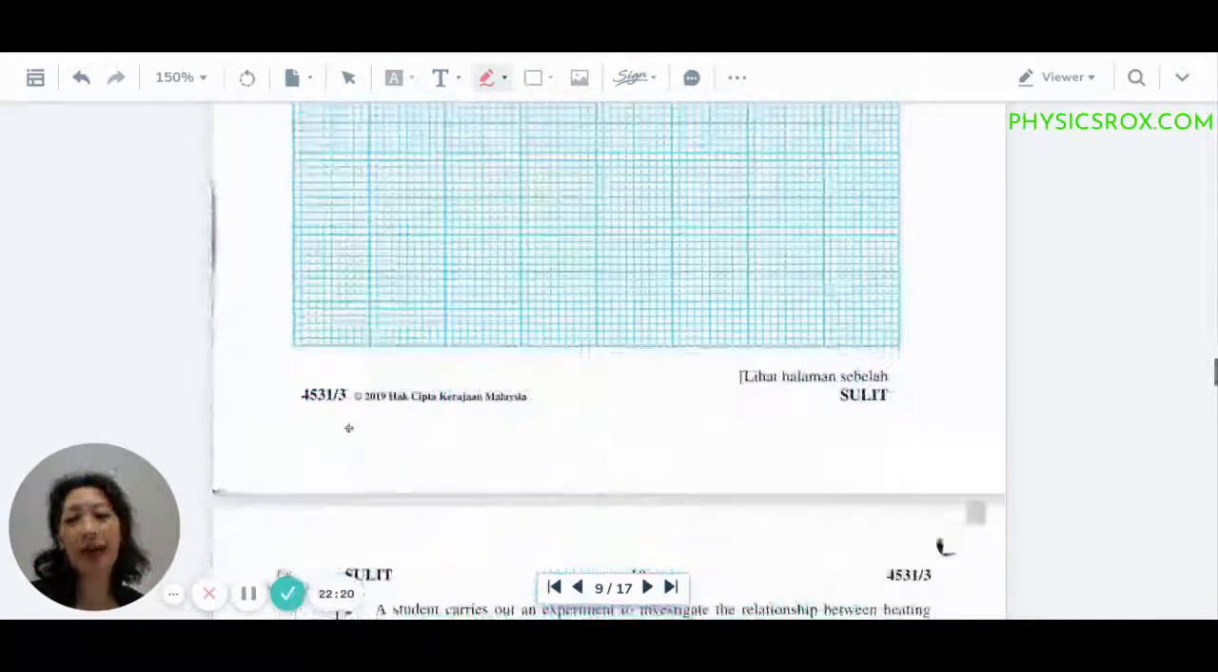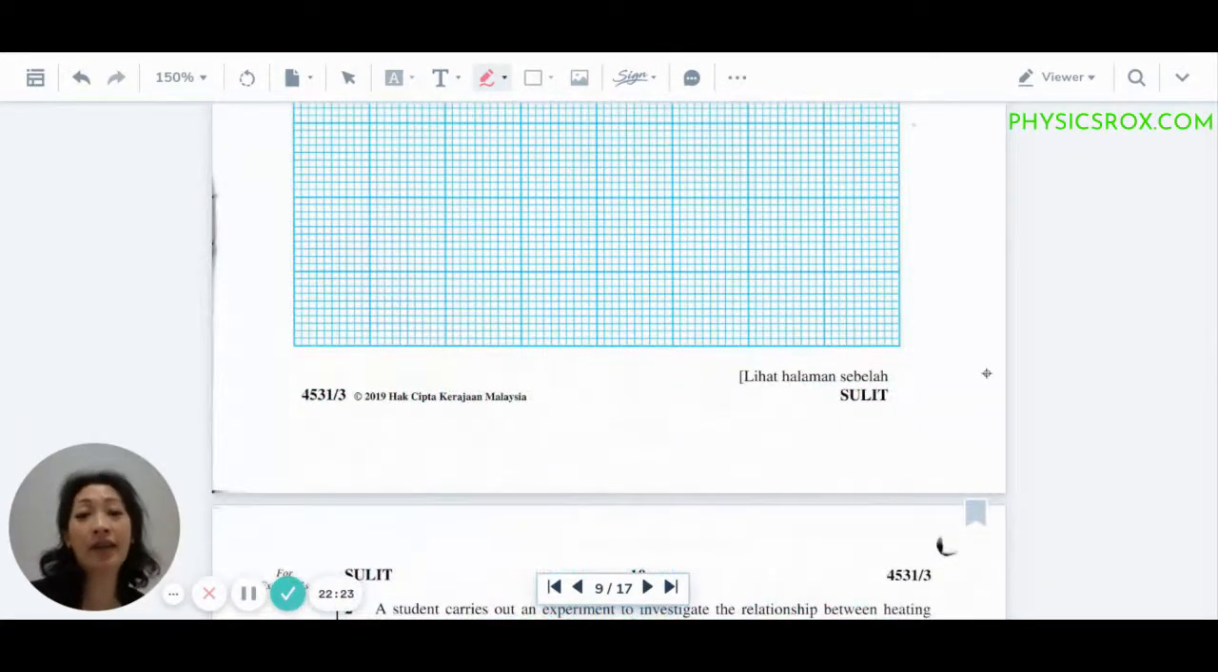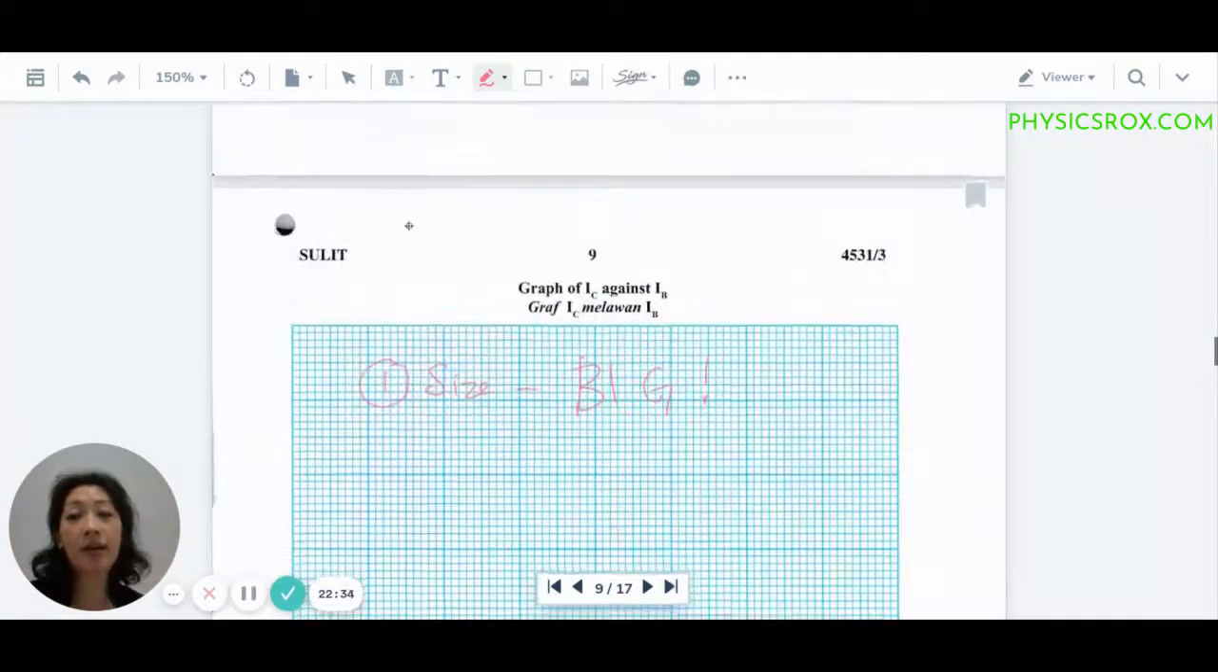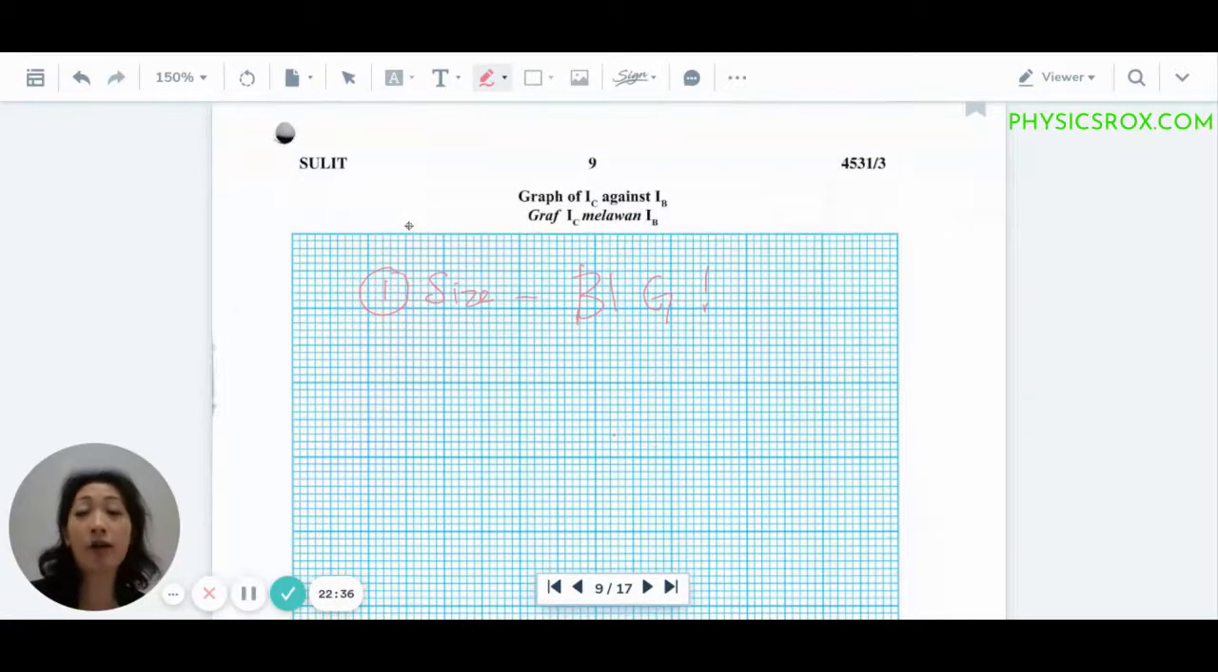Just try to aim to get the graph to be as large as possible. Can you draw the axis along the edge? Yes, you can. Can you maximize? Let's say, for example, can you start here with your first value and the very last value? Yes, you can. As large as possible is the best in order to make sure that you can get your marks.